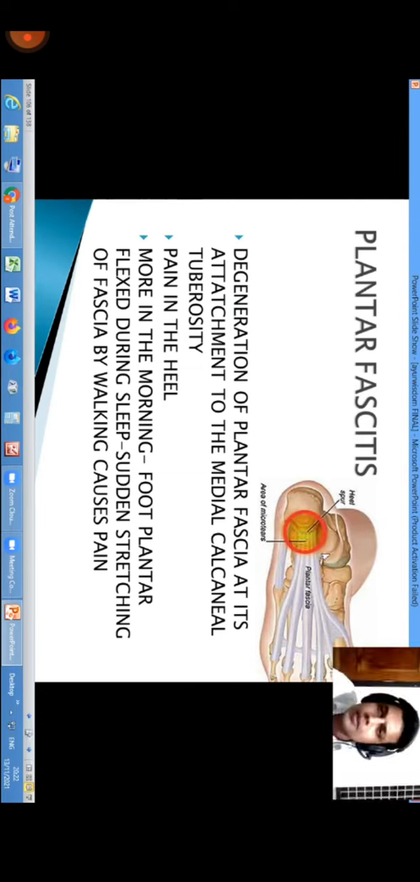The spur is actually not causing the pain. Inflammation around the spur is causing the pain. So don't worry about this spur. Thank you, sir.